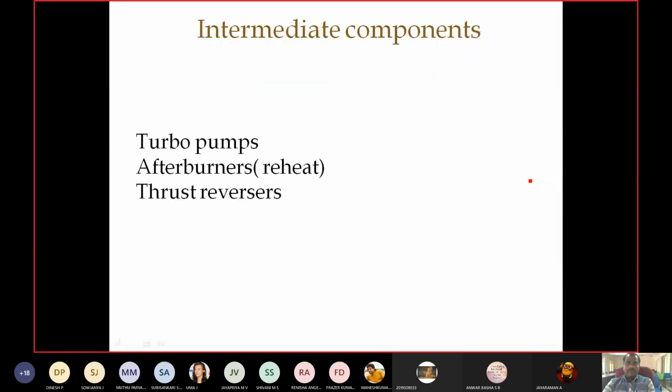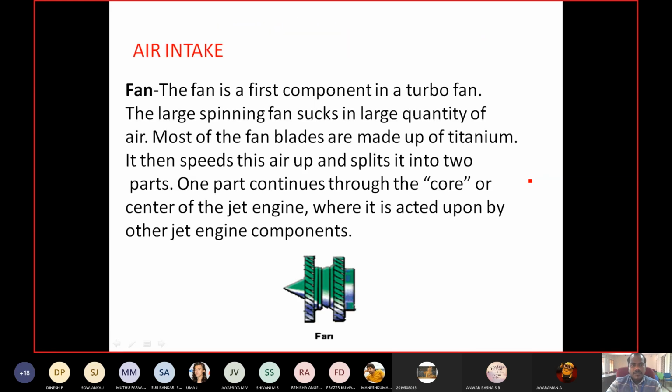Then also we have the intermediate components, that is turbo pumps. Then we have afterburners, that is for the heat. Then we have thrust reversers that we will look at one by one. So we have air intake, right?